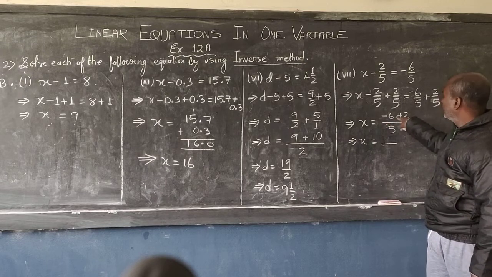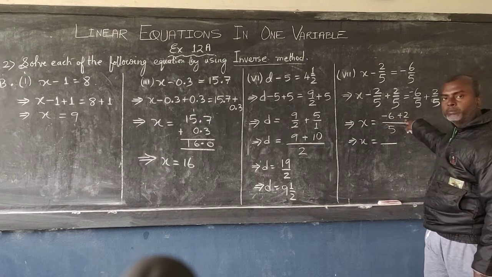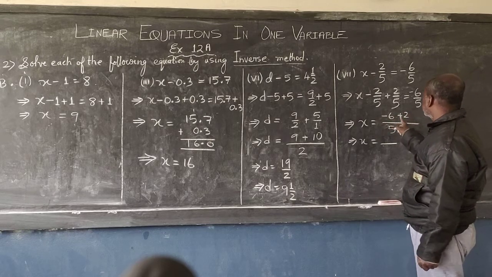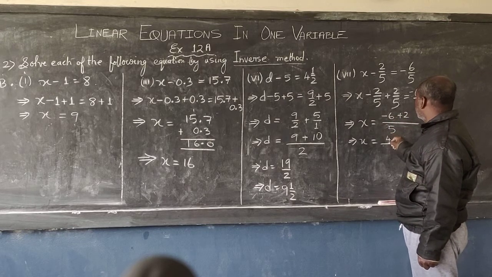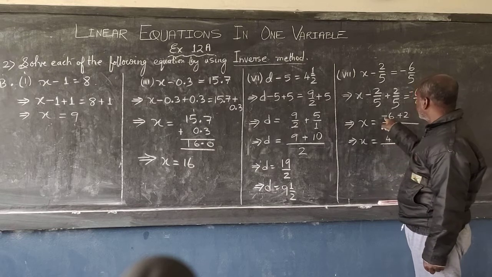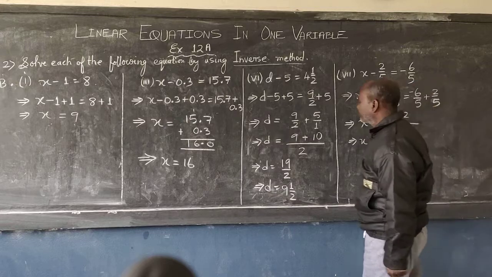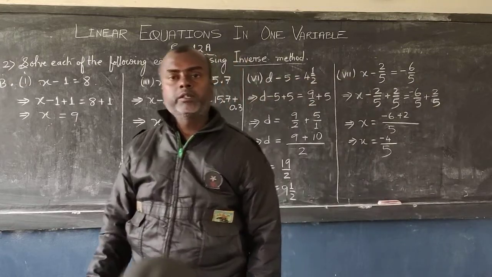Separate integers we have. You have a negative integer, you have a positive. What we do is from the bigger we minus smaller. So minus 6 plus 2. 6 minus 2 is 4. And what sign will be there? Bigger number sign. Bigger number sign is minus. So minus 4 by 5. X value is minus 4 by 5.